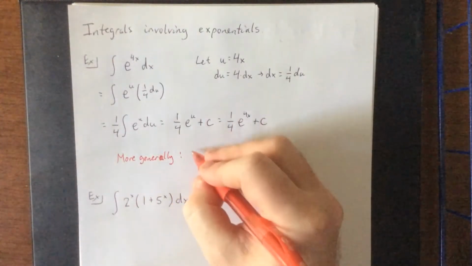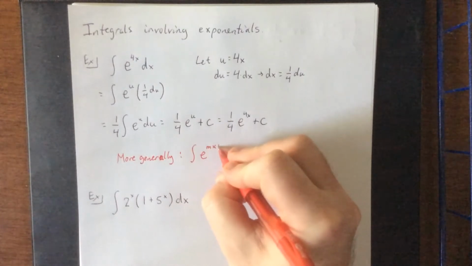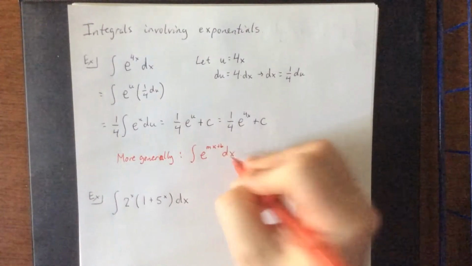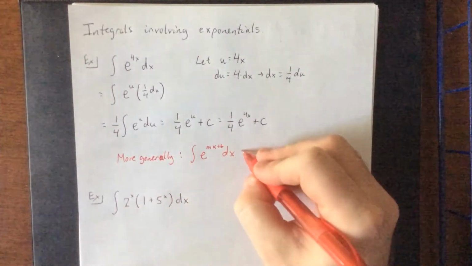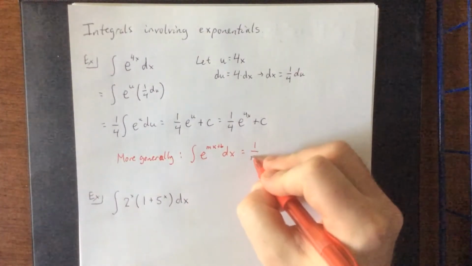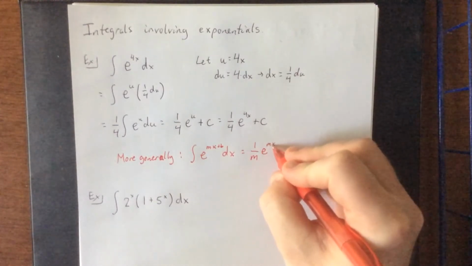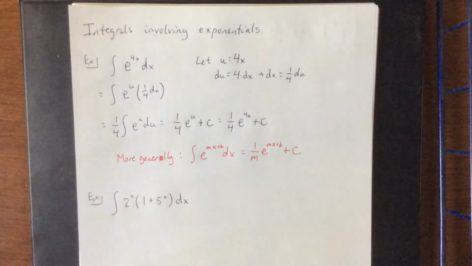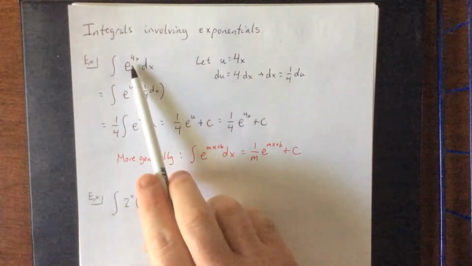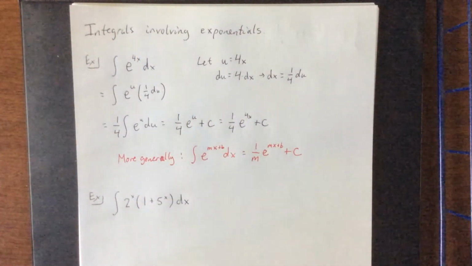More generally, if you were integrating e raised to the, we'll just call it mx plus b power, then making a u substitution of u equals mx plus b is going to yield the following. It'll be 1 divided by whatever the slope was times e raised to the mx plus b power, plus whatever your constant of integration is. Now, in this case, because the slope was 4 due to the 4x, that's why we see a 1/4 as part of the final answer.